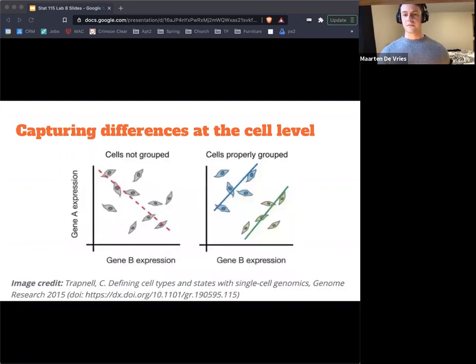Here is the reason, in a little bit of a contrived example, why it's important to not just have this broad average, because you could actually capture the wrong trend in your data by just using bulk RNA-seq. So in the left plot, for instance, you might deduce that gene A expression tends to decrease with higher gene B expression. But if you then actually stratify by cell type, you see that the opposite is true. You see that it actually increases. And this is only possible if you have that granularity of the single cell.